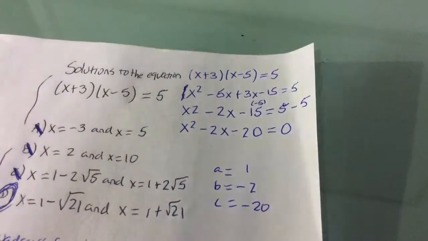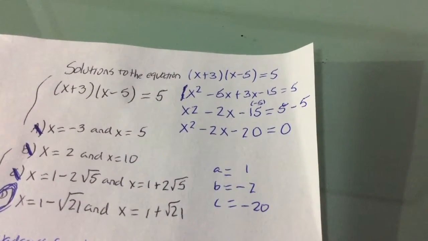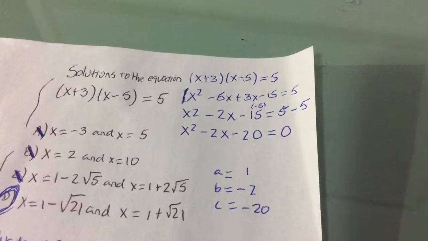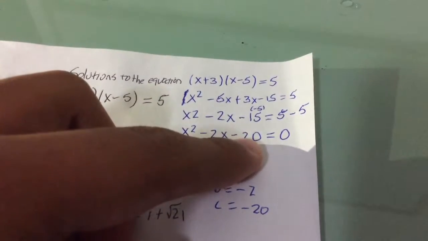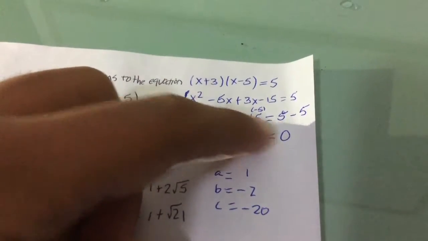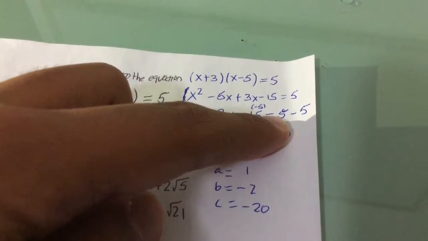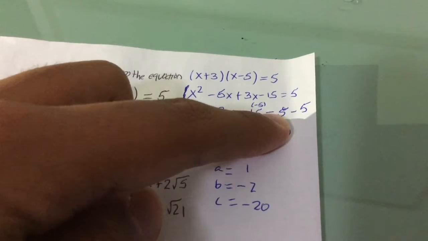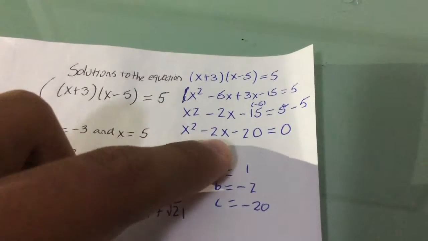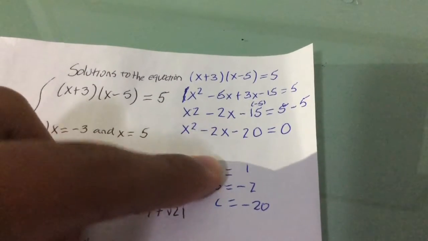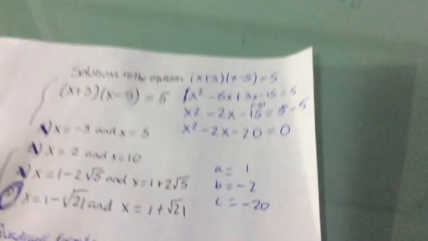Guys, of course, here you need to subtract 5 from the c value and from this side to get 0, and then use the quadratic formula. So you will get x² - 2x - 20 = 0, and that was your purpose.